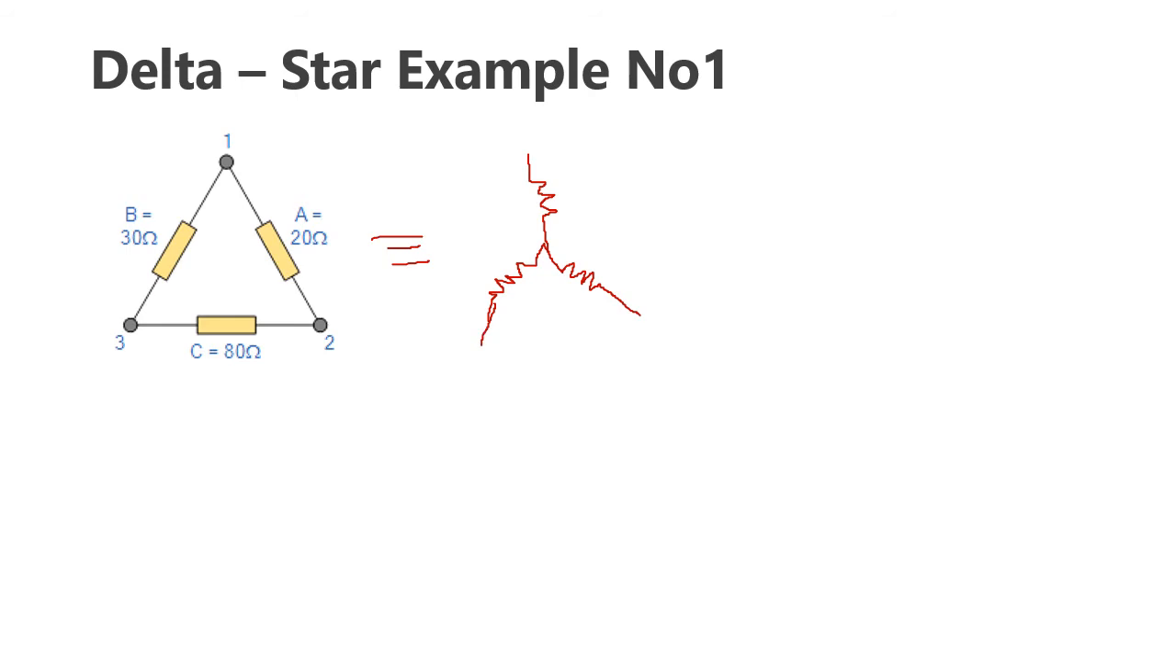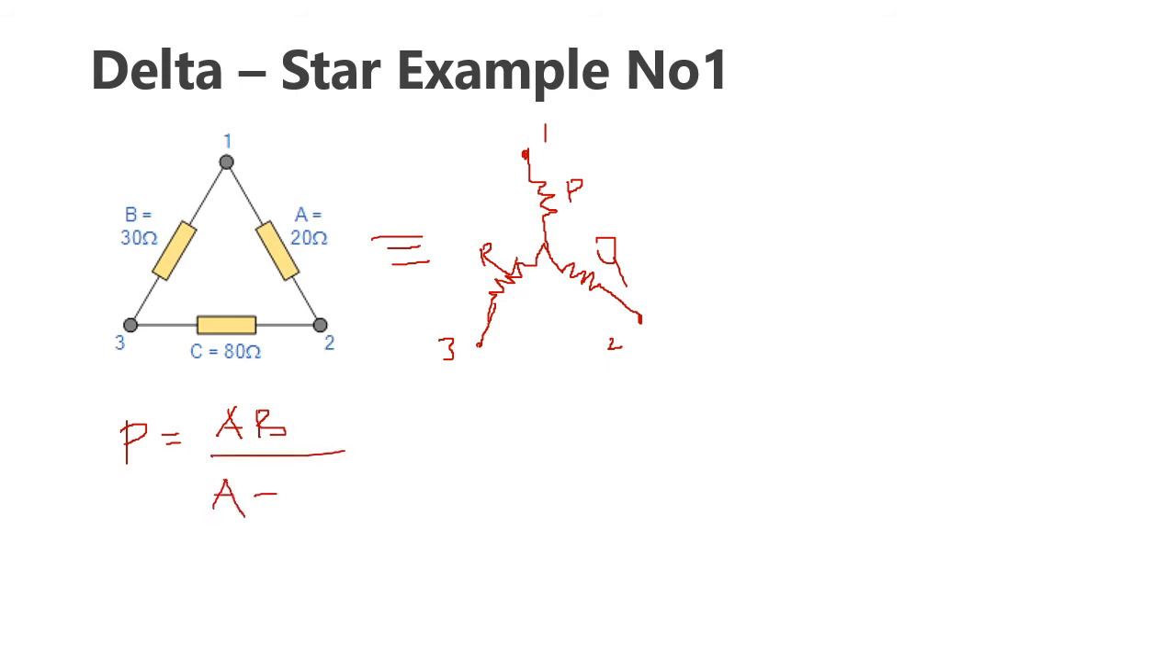But for the star network, I am considering the resistivity values as P, Q, and R. So from our previous transformation equation, we can easily find the resistance values for P, Q, and R to convert this into the star network. We got the equation for P equal to AB over A plus B plus C.